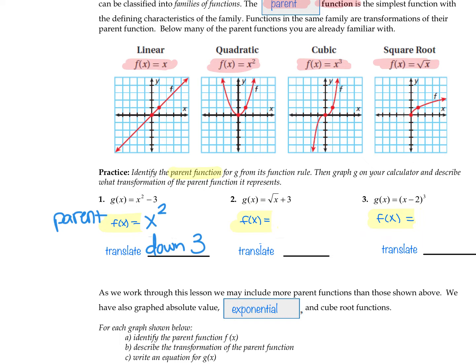Here, for number 2, I have g of x equals the square root of x plus 3. Square root of x is what's going on here, so the parent would be f of x equals the square root of x. And again, we have a plus 3 on the outside, so this would be up 3 because it is a positive 3 on the outside.